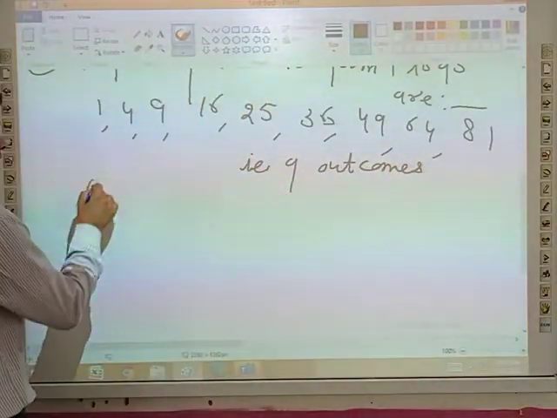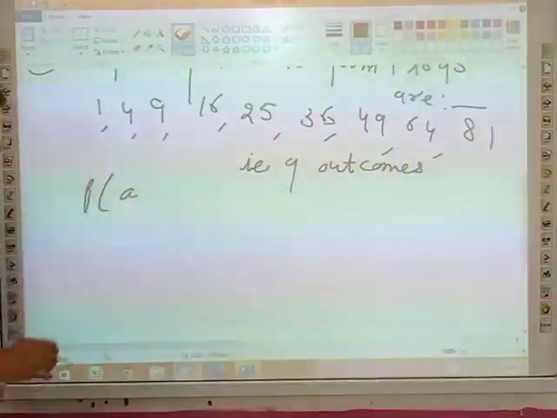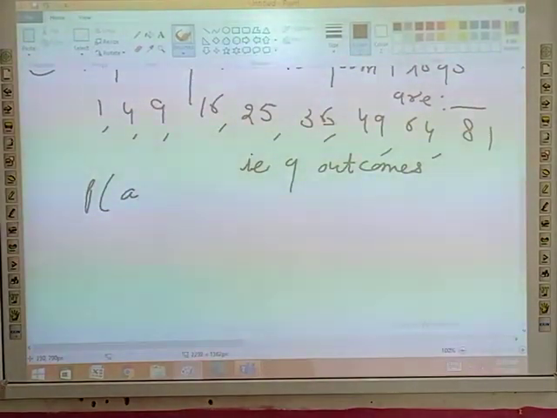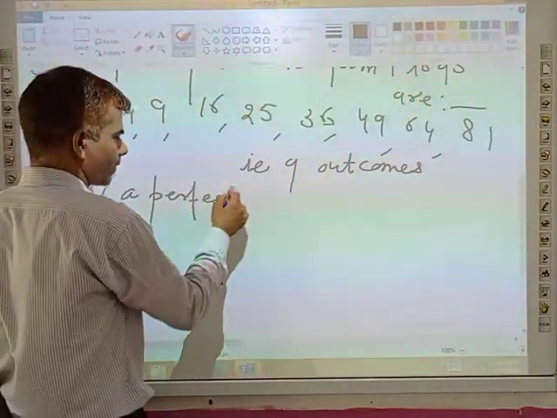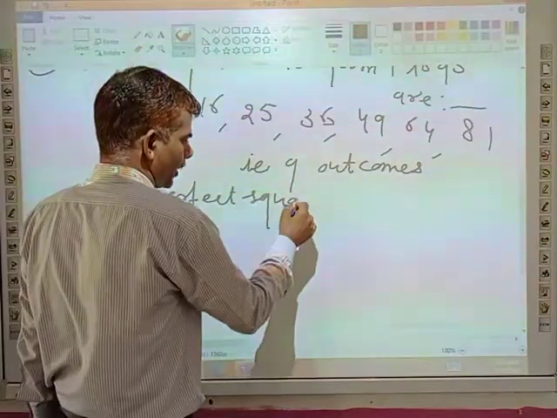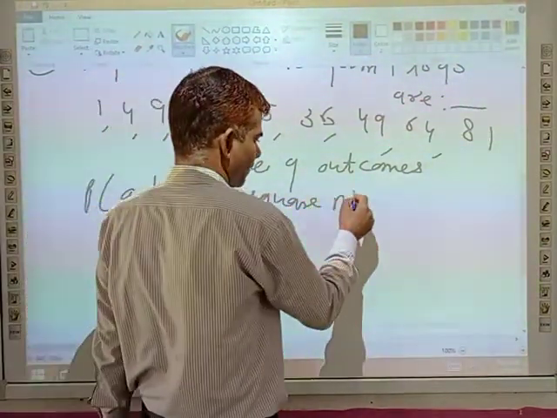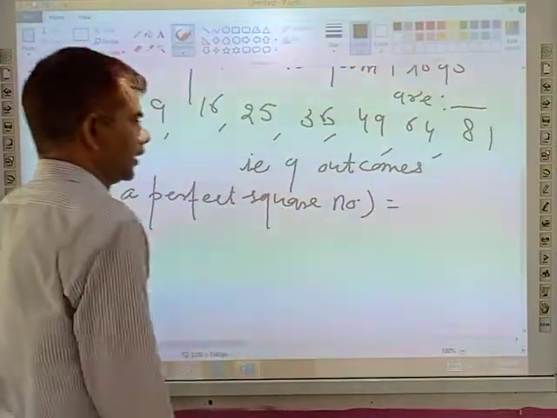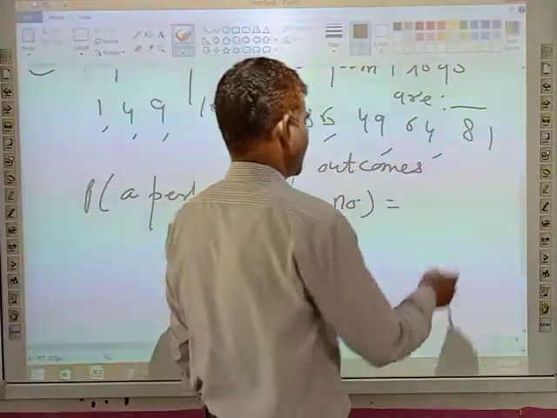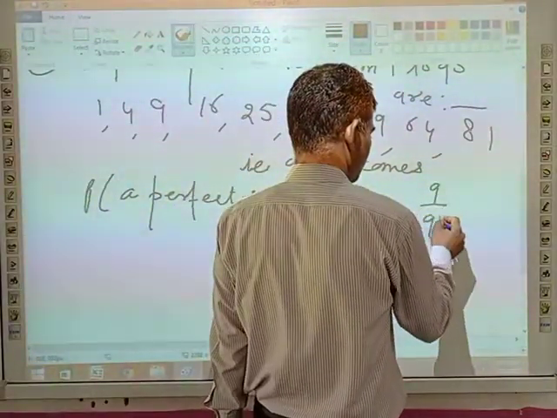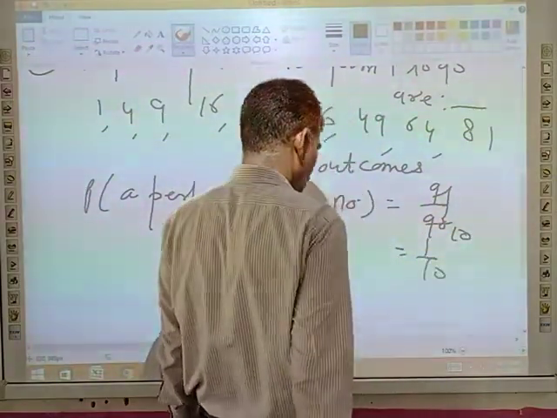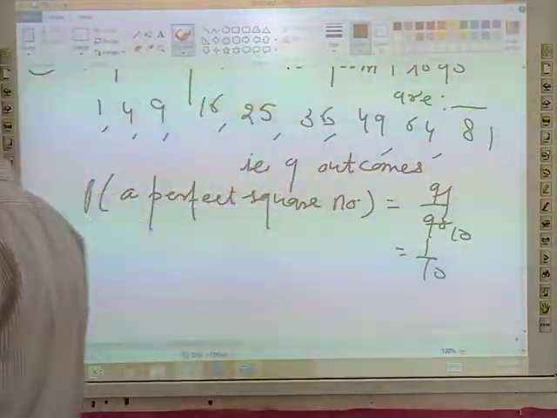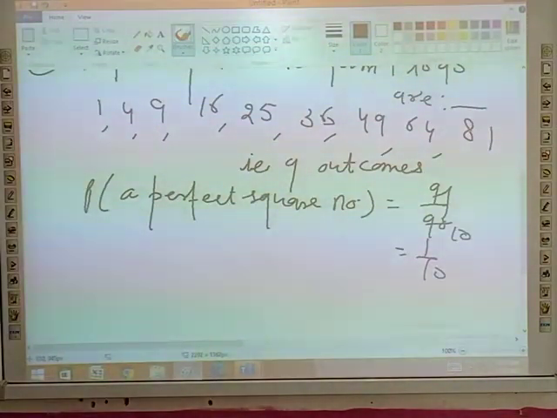So the probability of a perfect square number is 9 by 90, that is 1 by 10.